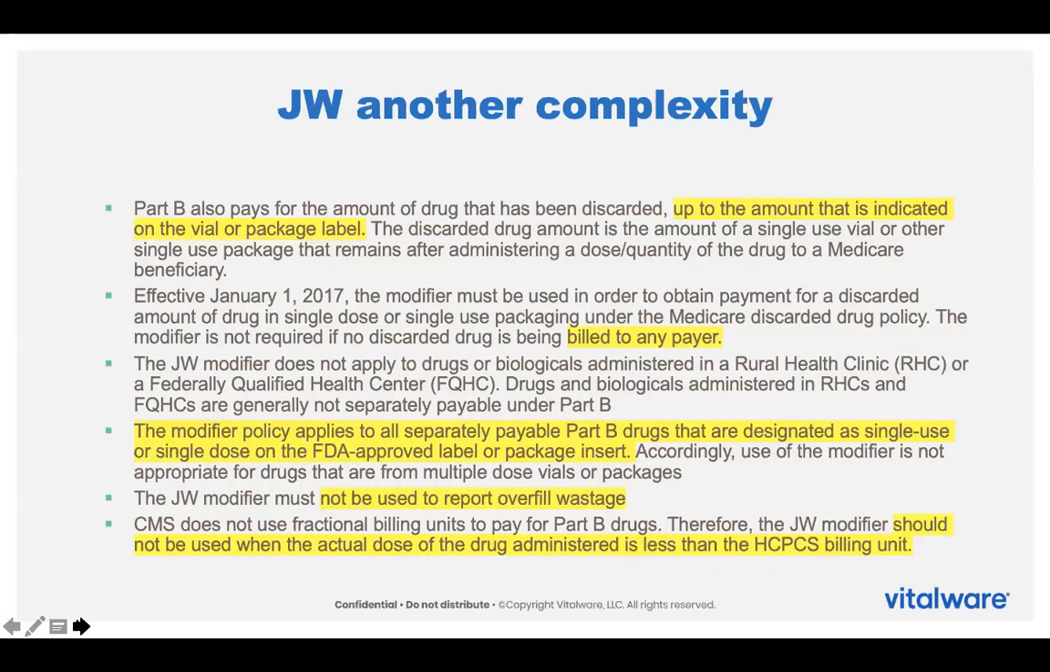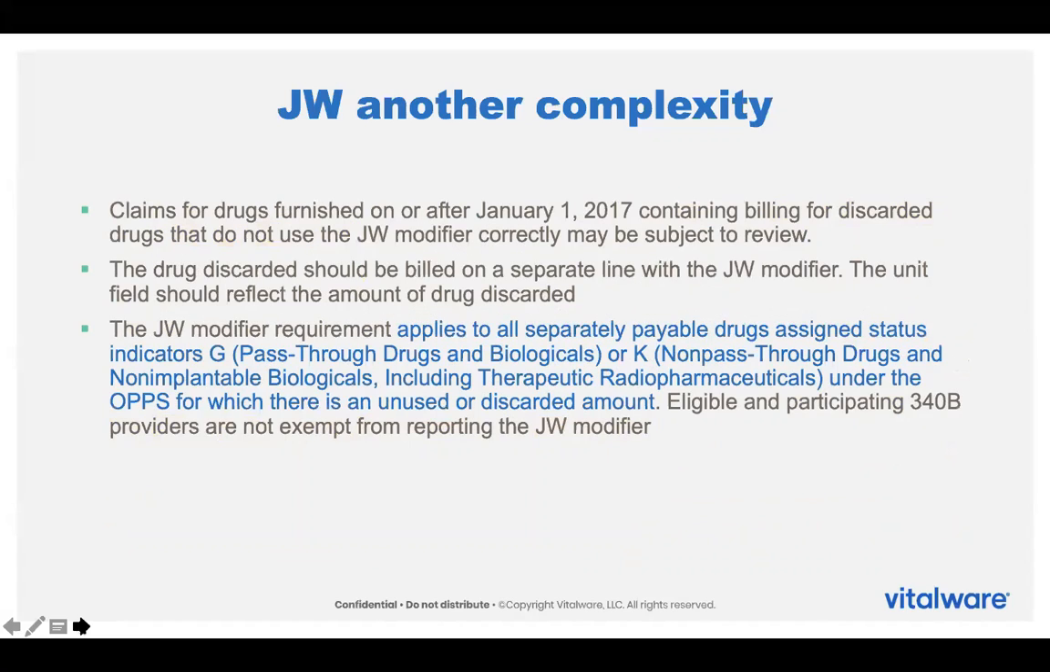The JW does not apply to drugs or biologicals in a rural health clinic or federally qualified health center. The modifier applies to all separately payable drugs. So if you're looking for a separately payable drug from Medicare OPPS, you're going to look for a G as in girl or K as in kite status. And N is a packaged service. So while you may have a drug that is single dose, with an N, you cannot expect reimbursement. And so therefore, most people don't put a JW on it. It should not be used for the actual dose of the drug if it's less than 1 HCPCS unit.